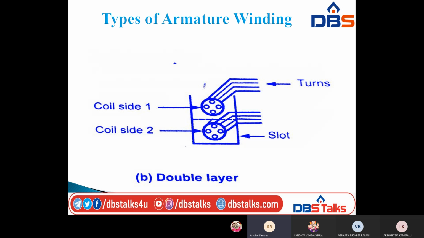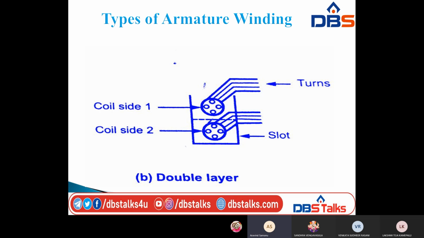If you see this diagram, you will clearly understand. I am taking one slot, but here I am taking two conductors, one at the top and one at the bottom. So here we have two coil sides placed in one slot, one at the bottom and one at the top. Then the winding is called double layer winding.